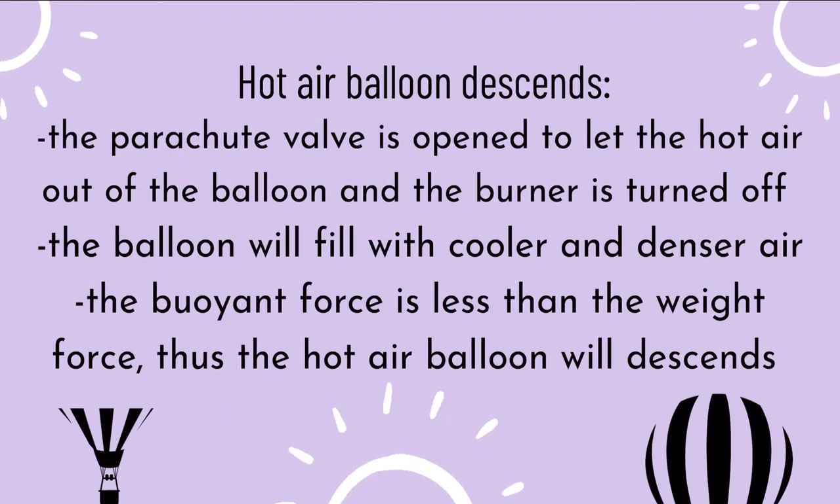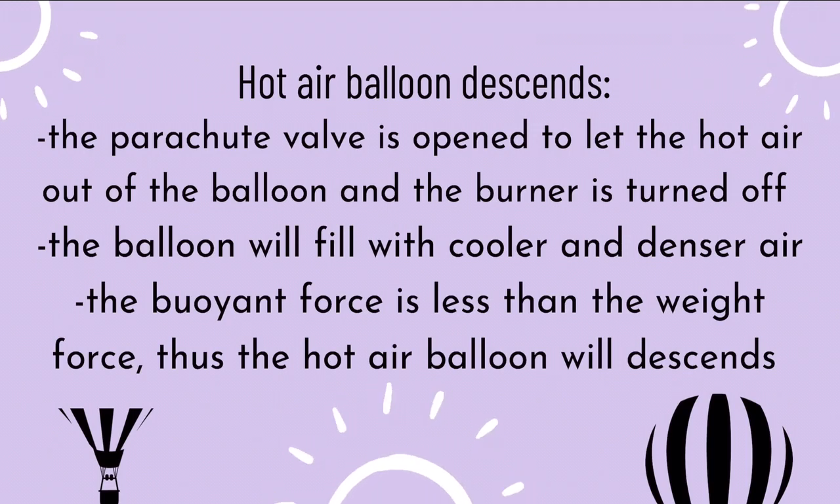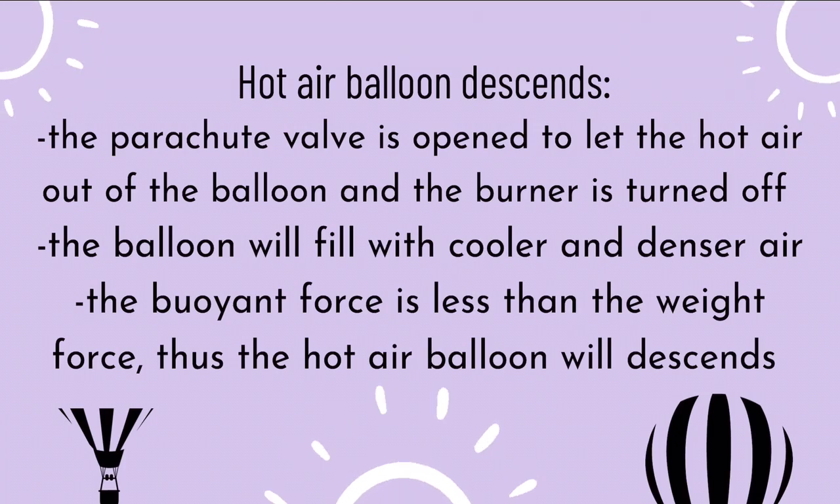The parachute valve is open and the burner is turned off. As you know, we need the air inside the balloon to be cooler and denser to make it descend. When we do that, the balloon will fill with cooler, denser air. It causes the weight force to become greater than the lift force. And that's how the hot air balloon descends.